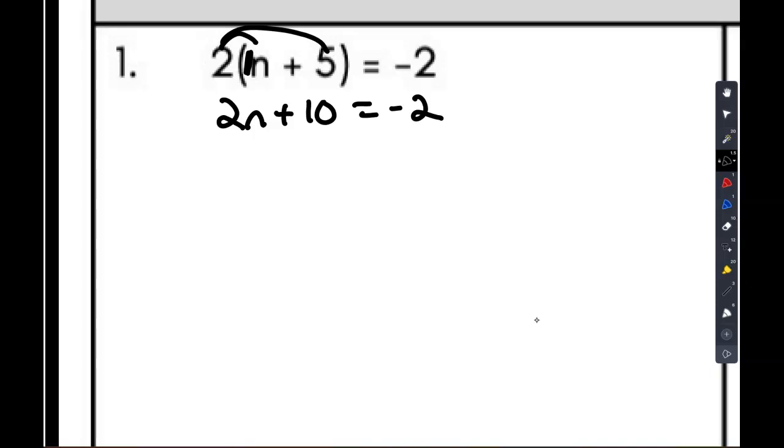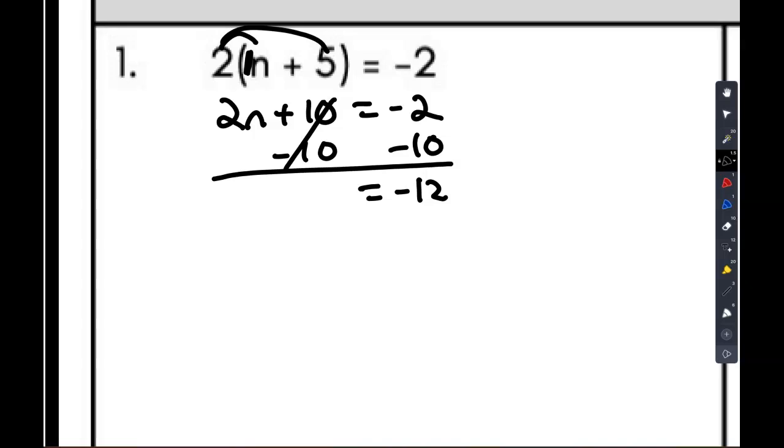And now we're going straight into our 2 steps. Subtract 10 on both sides. Bring down the 10s, cancel out. Negative 2, negative 10, same sign, find the sum. Negative 12. I'm going to bring down this 2n. 2n is equal to negative 12. All right, now I'm going to divide the coefficient. Divide by 2. N is equal to negative 6. All right, let's take a look at another one.